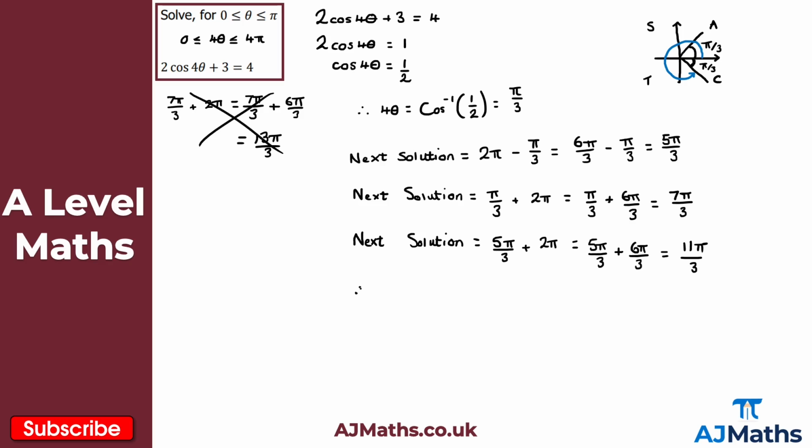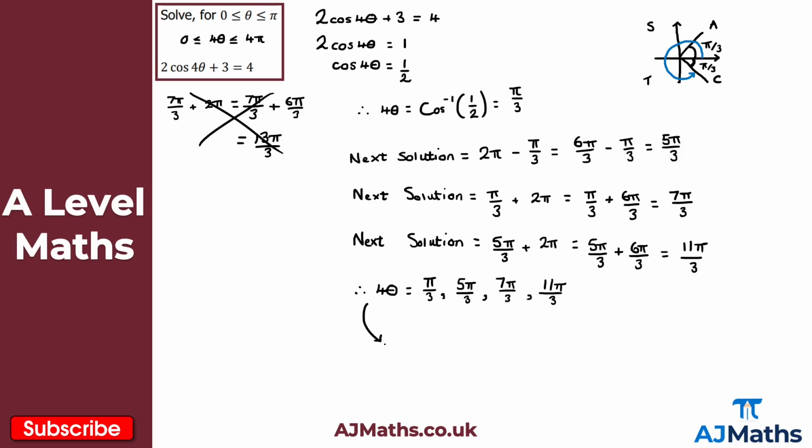So from here then, we can see that 4 theta is equal to, so we've got pi over 3. We then have 5 pi over 3. 7 pi over 3. And then lastly, 11 pi over 3. Okay. Now we are just looking for theta here. That's what we're looking to solve for. This is for 4 theta. So clearly we can obtain these solutions for theta by just dividing through by 4.